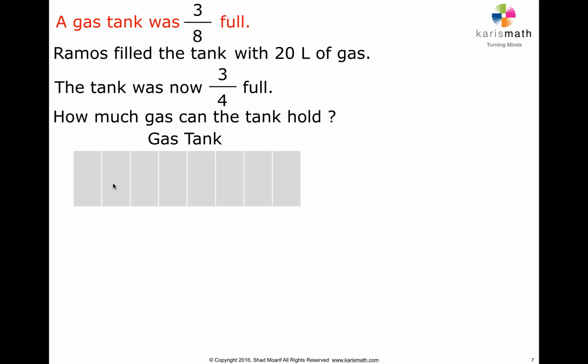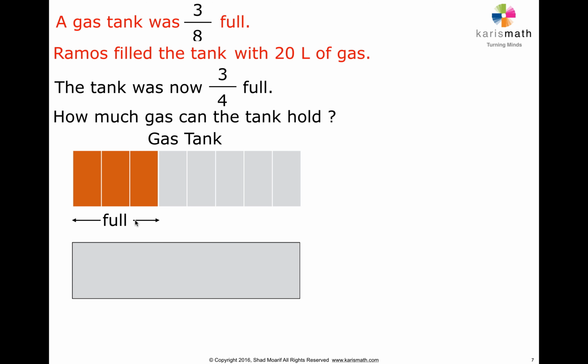And we show 3 of them to be full, like that. Okay, we've done that, and that is full. Now, Ramos filled the tank with 20 liters of gas. That means he now pours in 20 liters more of gas. How do we show that?